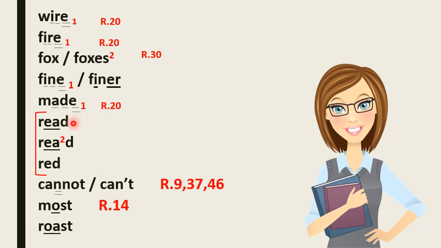Here we have read. Now, we have the phonogram EA. EA has 3 sounds, okay? How many sounds? 3 sounds. And they are E, A. Here, it's gonna be sound number 1 because it pronounces E, read. So you're only gonna underline it.